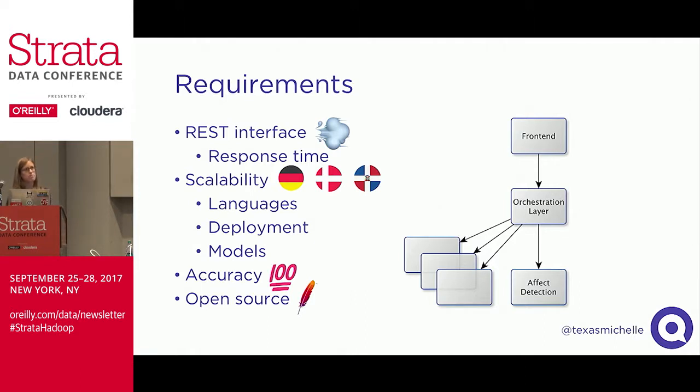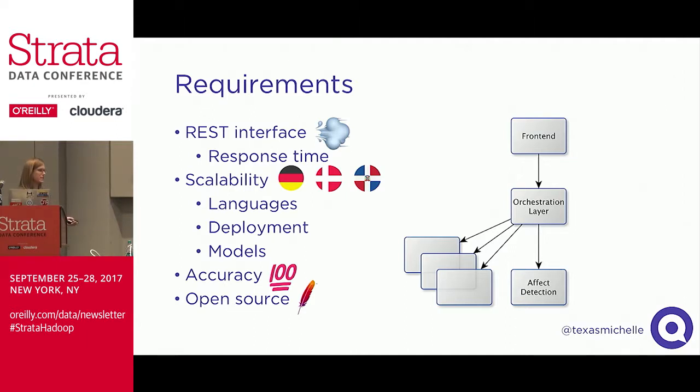And so the basic architecture of the platform, it's a standard microservices architecture. And so affect detection is really just another microservice. So we have our front end, which is what our user sees. We have an orchestration layer that ties together all of the different microservices. And then affect detection was just one more of those. So we needed it to be available as a REST interface. We needed something listening and able to respond and generate predictions.